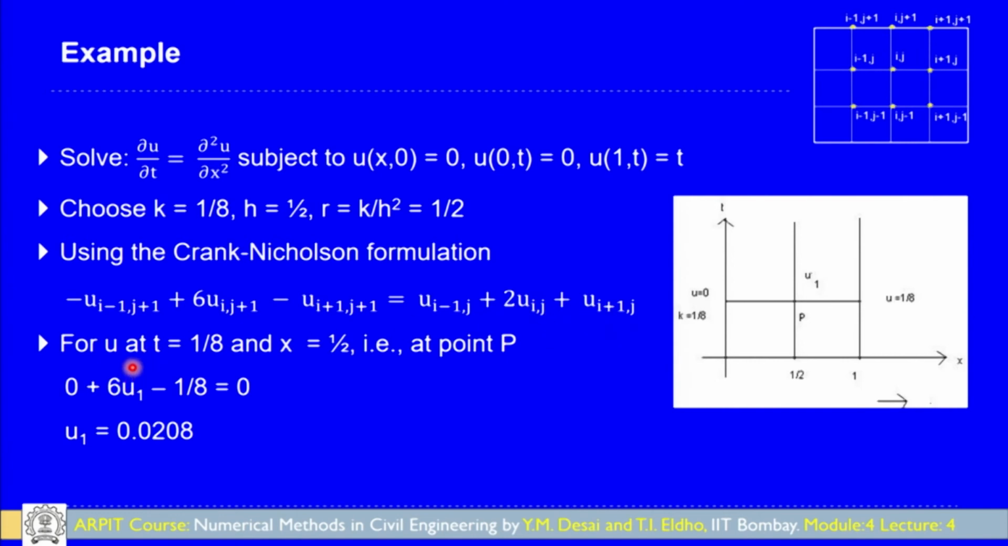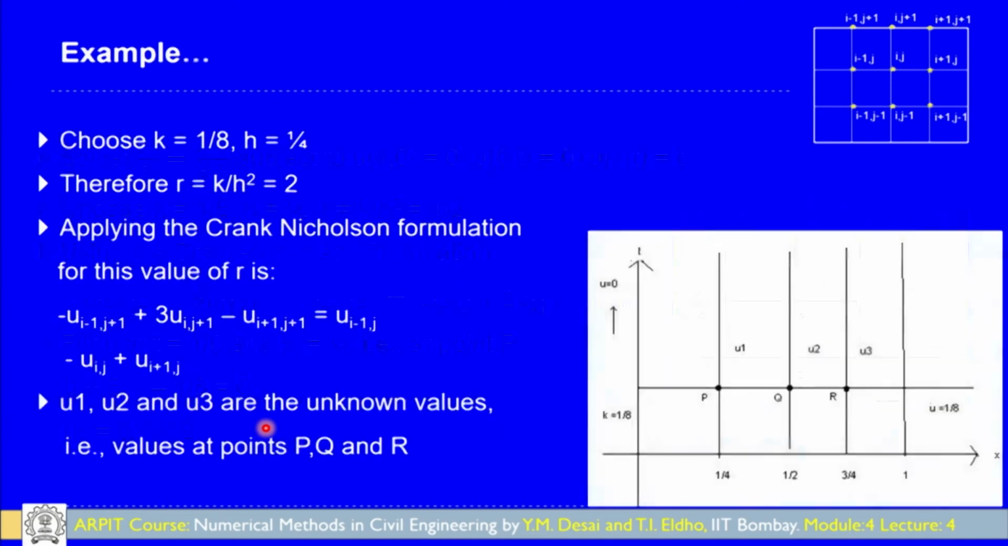So, here for u at t equal to 1 by 8 and x equal to half, at point P, only one unknown will be there. So, here we can write the equation like 0 plus 6 u1 minus 1 by 8, by using this boundary condition, and we can directly get u1 is equal to 0.0208. Actually, this is only one unknown, so it is a very simple problem.